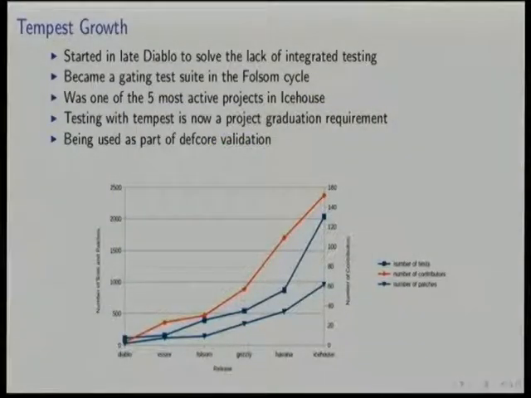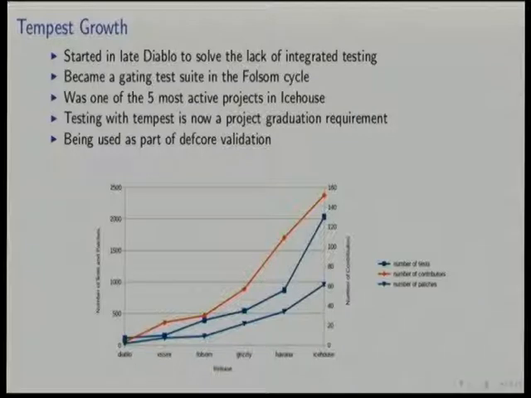So Tempest was started late in the Diablo cycle to solve the problem of not having an integrated test suite and no way to test the complete OpenStack picture. 2 cycles later in Folsom, we started gating on every commit of Tempest, which means we spun up OpenStack using DevStack, and we would use Tempest against that deployed OpenStack. And as of the Icehouse cycle, it was one of the 5 most active projects in OpenStack by both code commit count and review count. I think it was number 4 for both, actually.